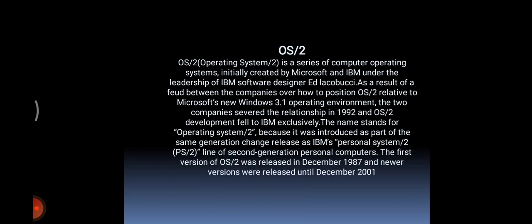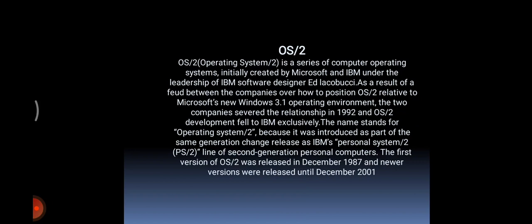Next, OS/2. OS/2, Operating System 2, is a series of computer operating systems initially created by Microsoft and IBM under the leadership of IBM software designer E.D. Iacobucci. As a result of a fight between the companies over how to position OS/2 relative to Microsoft's new Windows 3.1 operating environment, the two companies severed the relationship in 1992 and OS/2 development fell to IBM exclusively.